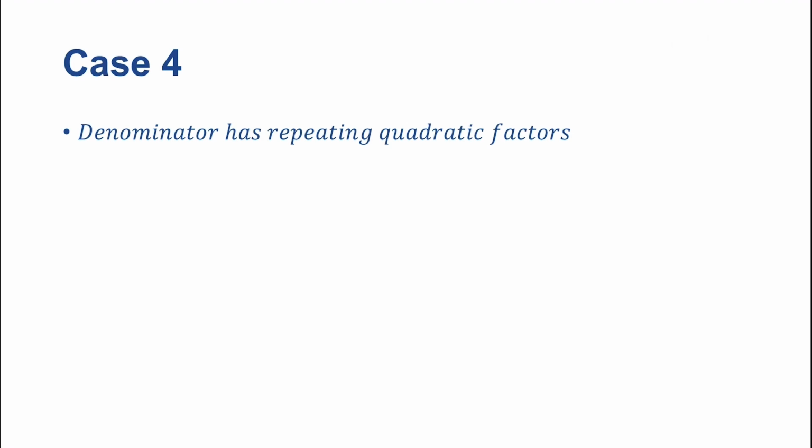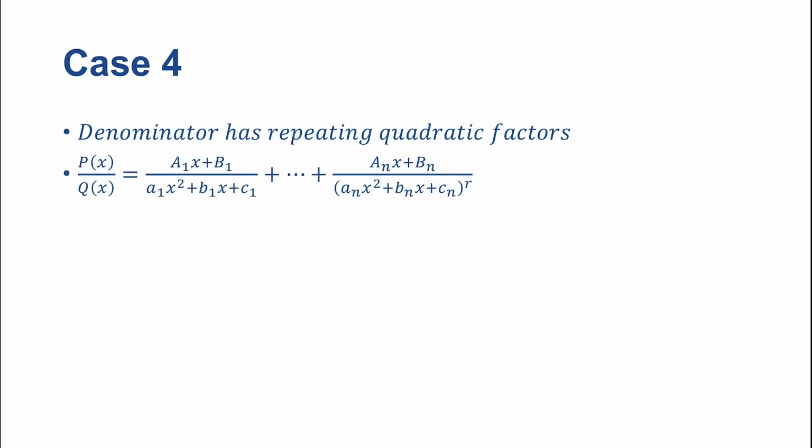So case 4: the denominator has repeating quadratic factors. When we have repeating quadratic factors, we can rewrite p of x over q of x as a sub 1 x plus b sub 1 over... I should have written this more generally in the last video, but let's write this as a full trinomial: a sub 1 x squared plus b sub 1 x plus c sub 1, all the way up to a sub n x plus b sub n over a sub n x squared plus b sub n x plus c sub n, all to the rth power, given that we are repeating r many times. Now that we've done all this abstract stuff, let's look at an example.